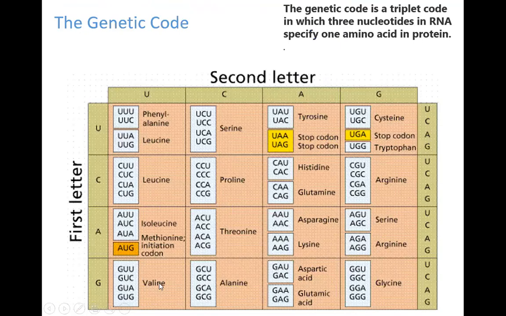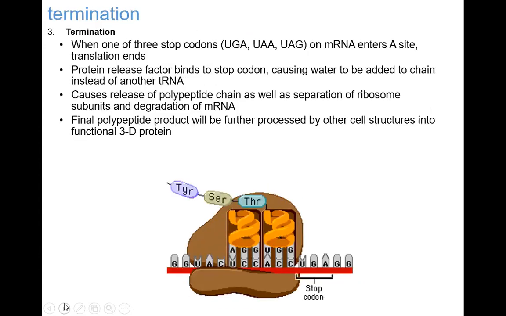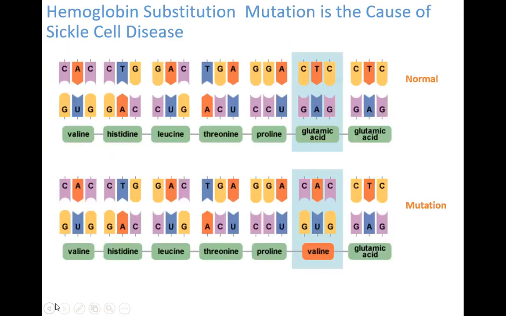Here is valine, GUU, GUC, GUA, and GUG, and glutamic acid over here is GAA and GAG. Two choices for glutamic acid. Valine has 4. They're very similar. And what happens though is we have one mistake in the original strand that gives us GUG. So we get valine in here.